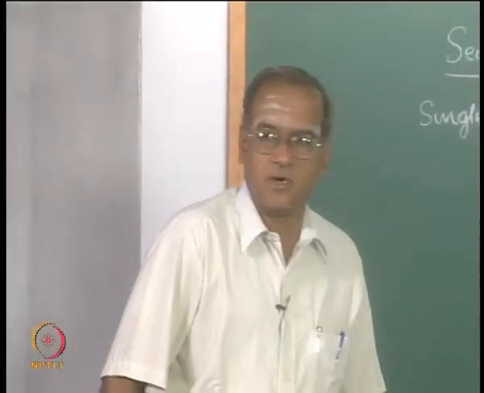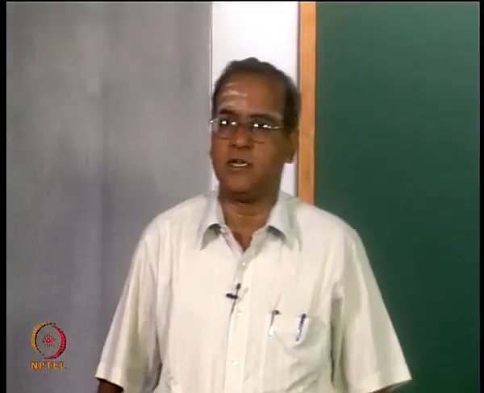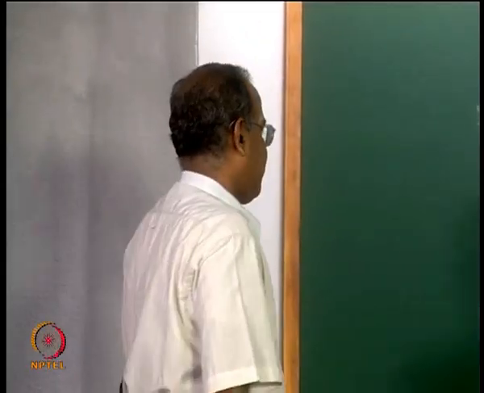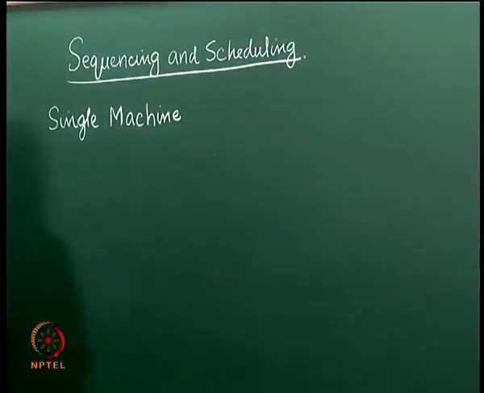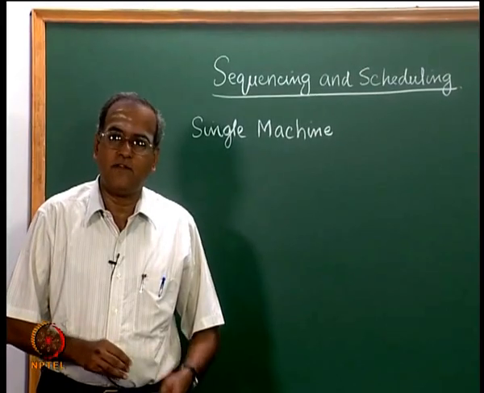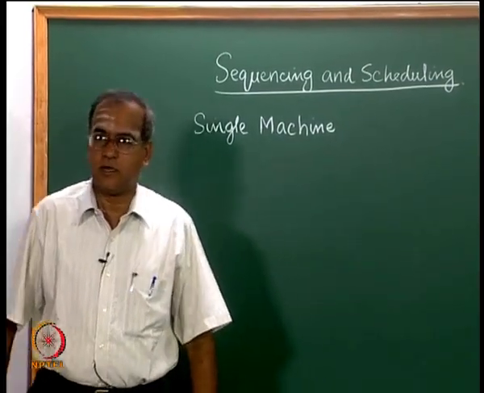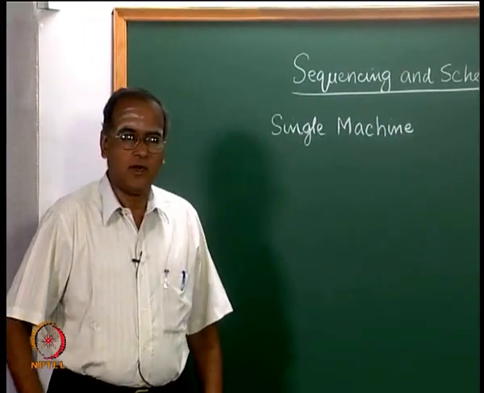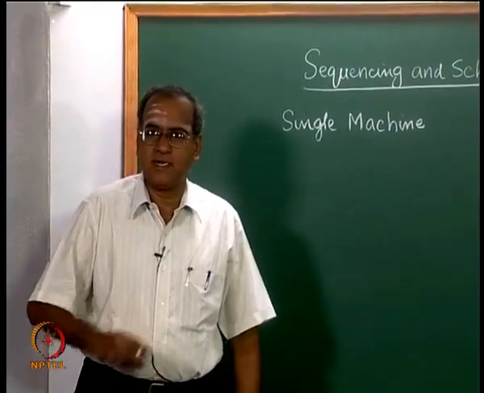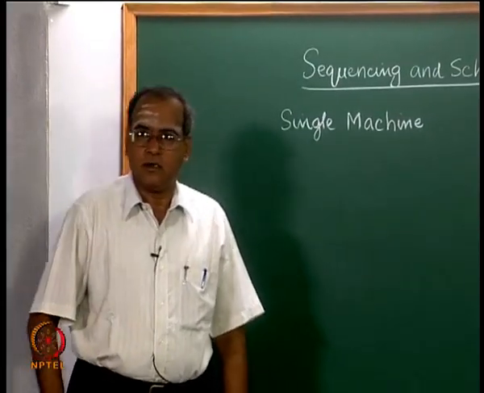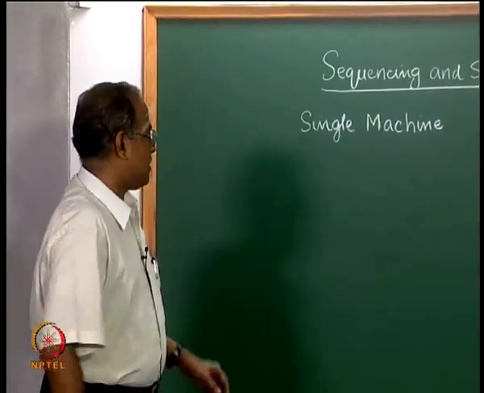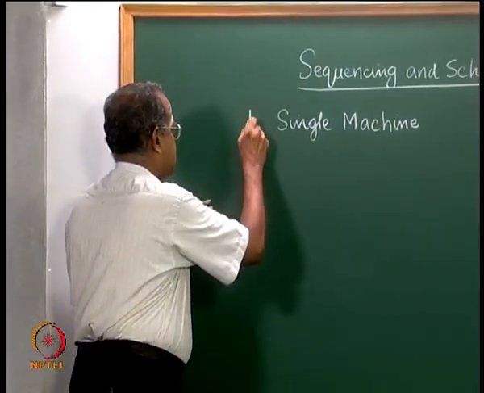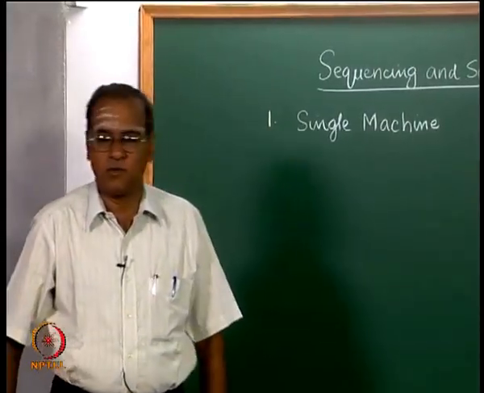In this lecture we continue our discussion on sequencing and scheduling. In the previous lecture we had seen the assumptions, the objectives and different types of sequencing and scheduling problems. We will now address each one of the problems in detail and see how we can optimize or minimize the chosen objective. So, the first problem that we will be looking at is a single machine sequencing problem.